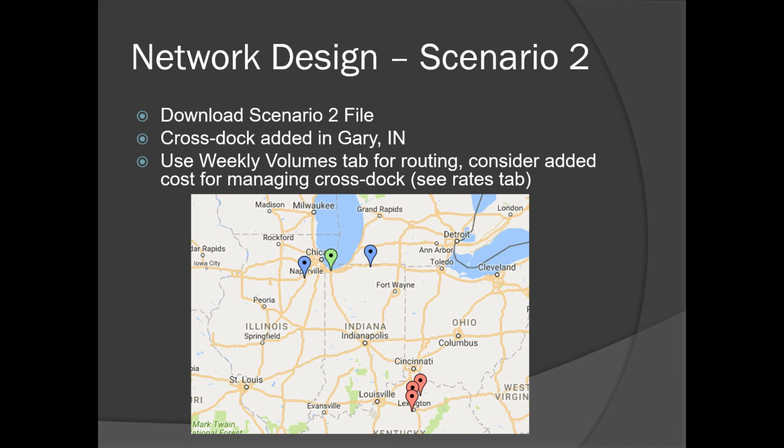The last thing we'll cover as part of this lecture is the scenario 2 file. So we've done something crazy here. We've added a cross dock. The cross dock sits in Gary, Indiana, which is just outside of Chicago. I've been a little bit nicer to you. Instead of having to do the orders and packaging to figure out how large the shipments are, I've actually just given you the volumes, which means I've already computed the volumes for you. You do have to pay a little fee for running freight through a cross dock.